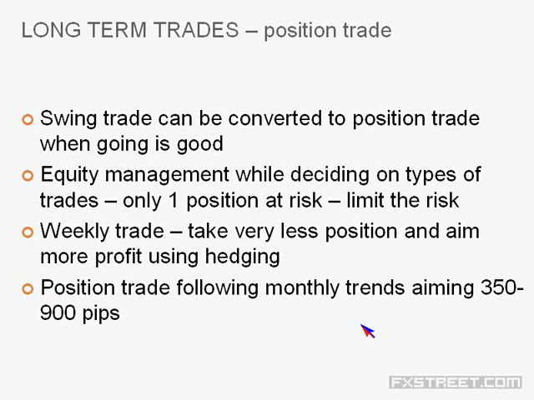Then the position trade, following monthly trends, aiming for about 350 to 900 pips. Whenever the extended stop happens, you try to take a position, and you can really make money out of that. But at that time you find the greatest fear will be in the minds of the traders. So that is why in the blog I used to say, wait for the extended stop and then try to take the position, either on the downside or on the upside. If you take the position, within about 10 minutes you will find the position is making profit and you can keep the stop at entry. They will not revisit that level at all.